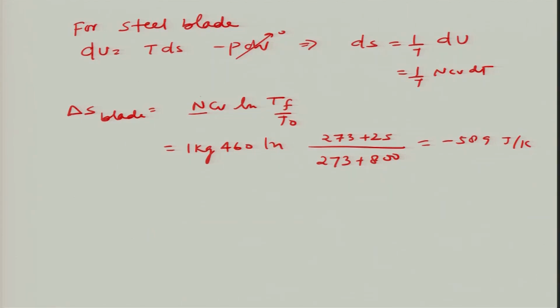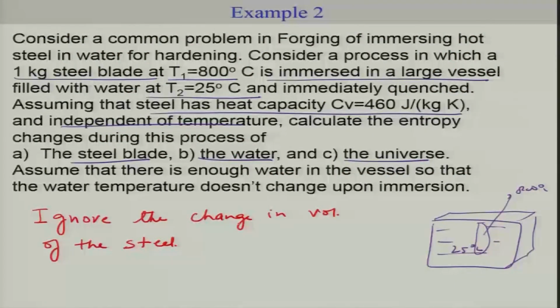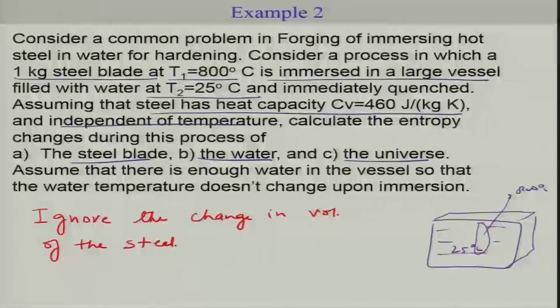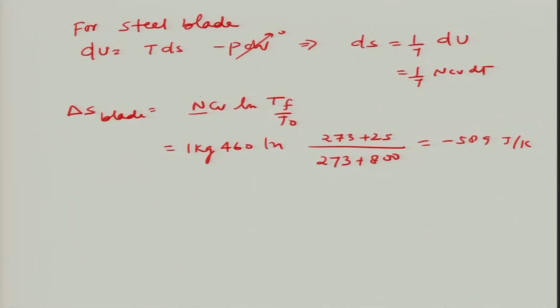The second part was for the water: what is the delta S for the water? Now this is a rather tricky part. In order to obtain this, we need some information for the water, but in the problem nothing is given as far as the water is concerned besides the temperature. Then we cannot directly use delta Q reversible by T, because the process is irreversible. So what should we do? That is an important question. How do we do that?